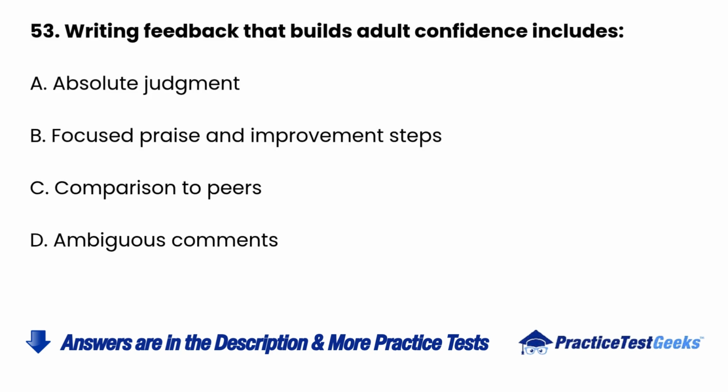53. Writing feedback that builds adult confidence includes: A. Absolute judgment. B. Focused praise and improvement steps. C. Comparison to peers. D. Ambiguous comments.